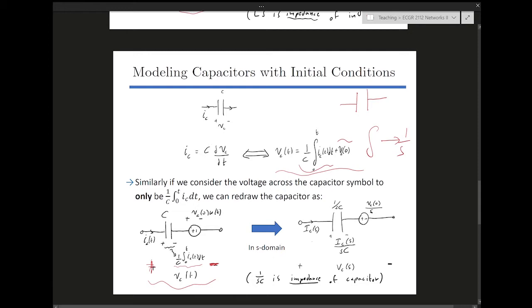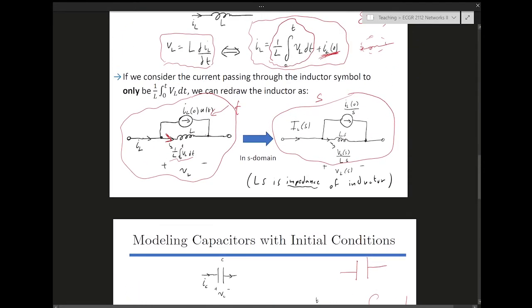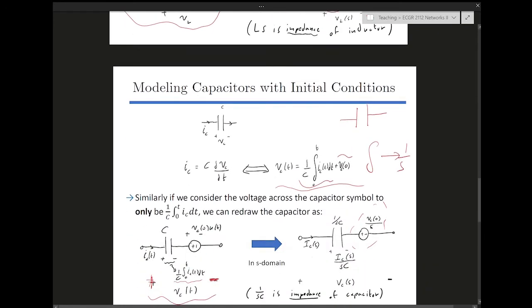We've established that. And then the impedance is 1 over SC, of course. That we derive easily. And then the initial condition is modeled by this voltage source, which is VC0 over S. Right? So this is one way of modeling the initial conditions using the step function. And the models for an inductor and a capacitor are going to look like this.